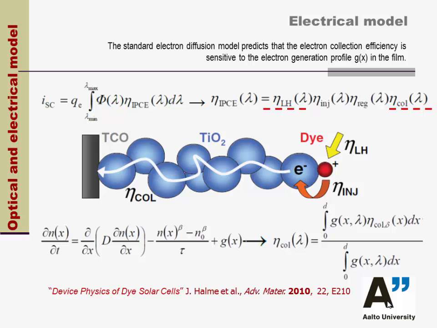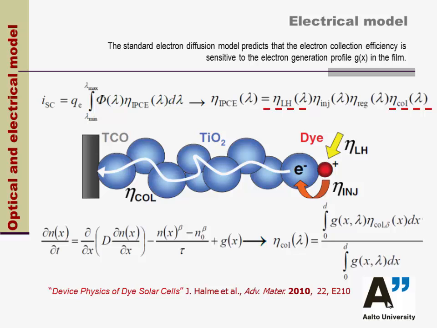So this is our incident photon to current efficiency, or collected electrons. It's basically our external quantum efficiency, and it depends on the product of a few efficiencies. This is light harvesting, or absorption. These are injection and regeneration efficiencies, which are out of the problem in terms of the optical design. And there's this other one, which is the collection efficiency.